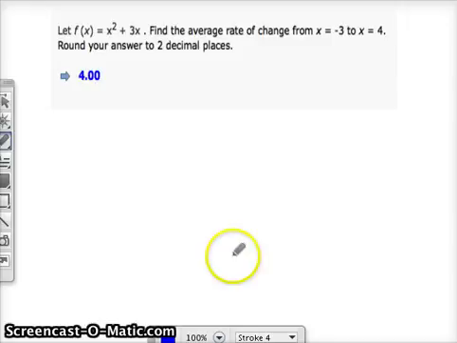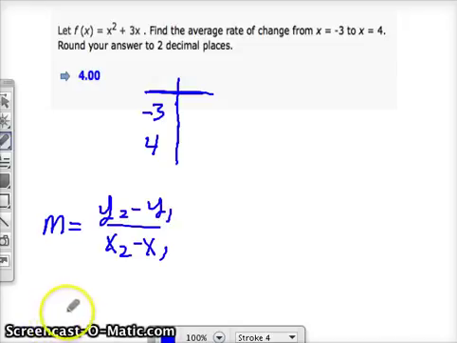All right, here's a question. Let f of x be blah. Find the average rate of change from -3 to 4. Okay, this could be talking about your grade in this class, right? Because it goes up and down. Okay, let's make a chart, x and y. There's my x's. There's my y.